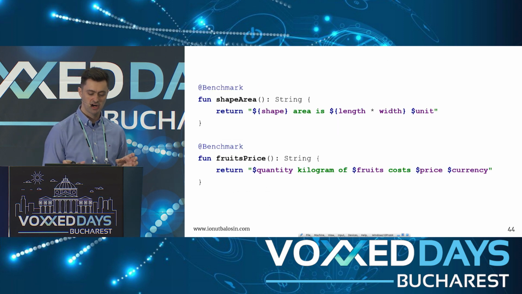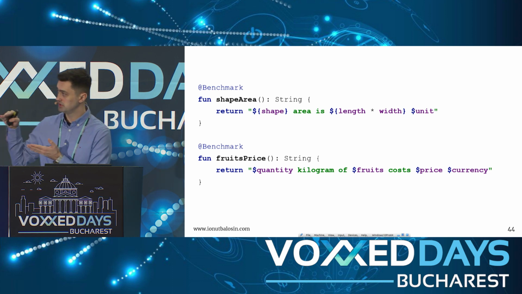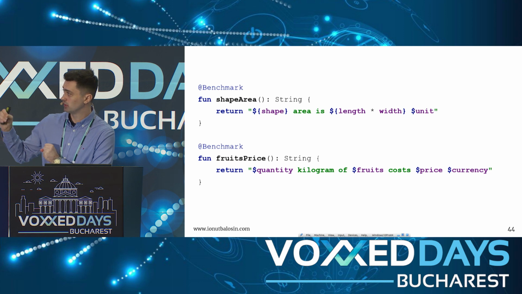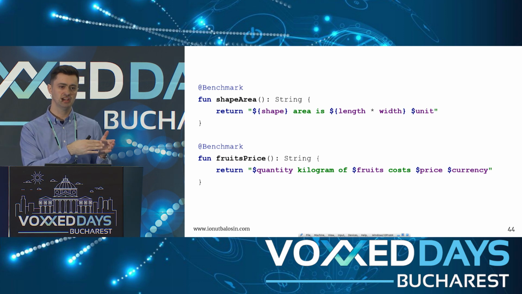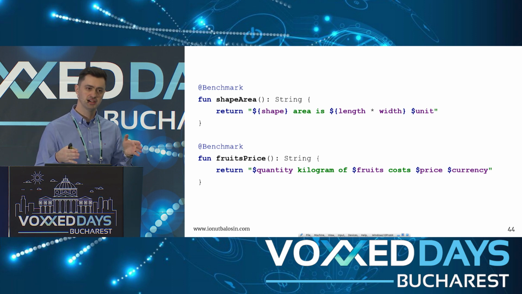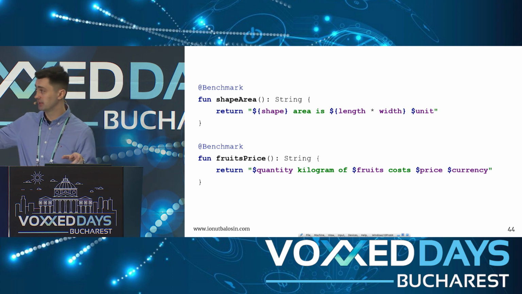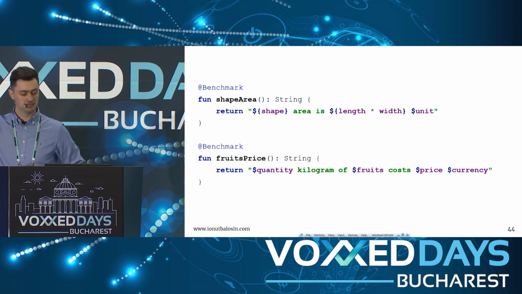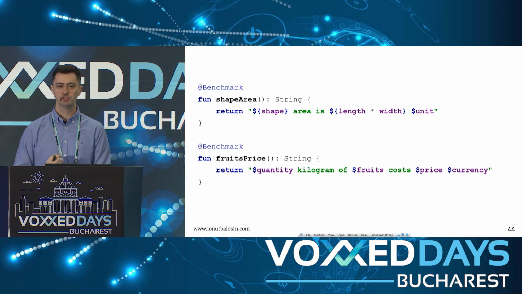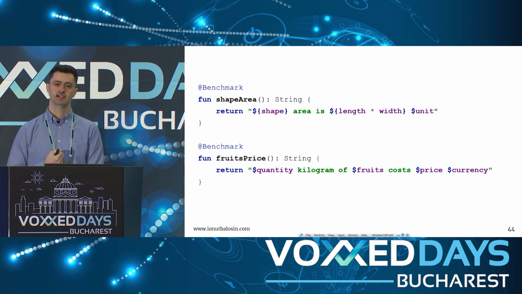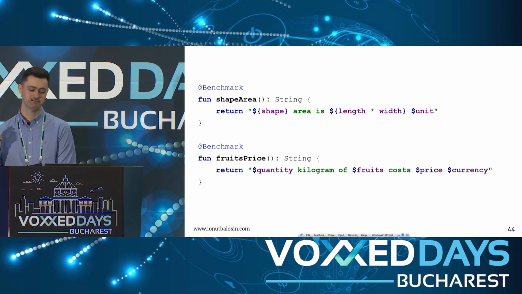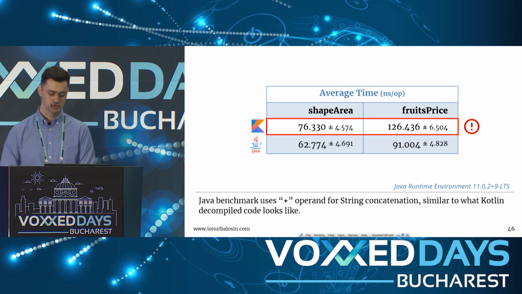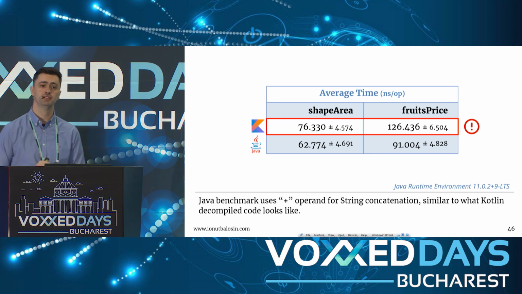However, I did some benchmark. My benchmark measures the throughput of each method, actually the response time of each method. I measured in case of Kotlin and in case of Java. Which one do you think was faster? In Java, we don't have string interpolation. However, I took the same example like here, and I was using the plus operator: shape plus area is plus length multiplied by width plus unit, something like this. Which one do you think is better? The Java, right? A real Java lover. And you're right, Java was better. Kotlin was slower, as is written there.